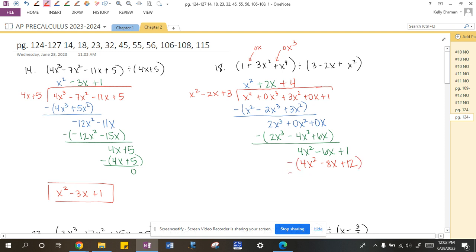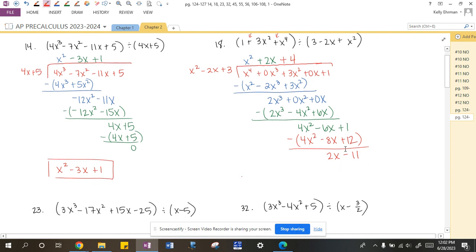Subtract the quantity. X squareds cancel. Negative 6 plus 8 becomes 2x. 1 minus 12 becomes minus 11. And because what we're left with is 1 degree lower than our divisor, we know we're finished. This whole thing is a piece of the remainder.